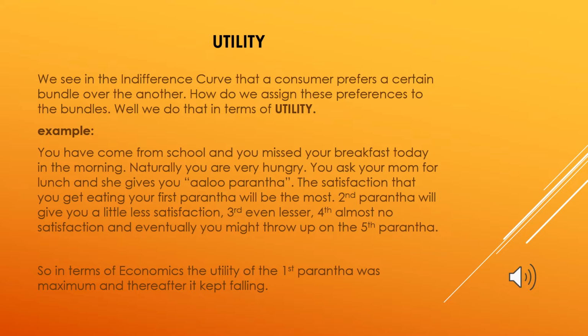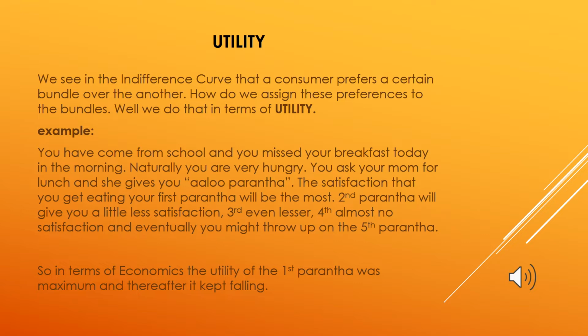Let me explain this in terms of economics now. Since you gained the most satisfaction from the first parantha, that parantha gave you the maximum satisfaction and therefore has the maximum utility. And thereafter, the utility kept falling. The second parantha, the utility was a little less. In the third parantha, it was even lesser. The fourth parantha gave you almost no satisfaction or no utility. And in the fifth parantha, the utility was negative. So you see, this is called utility.